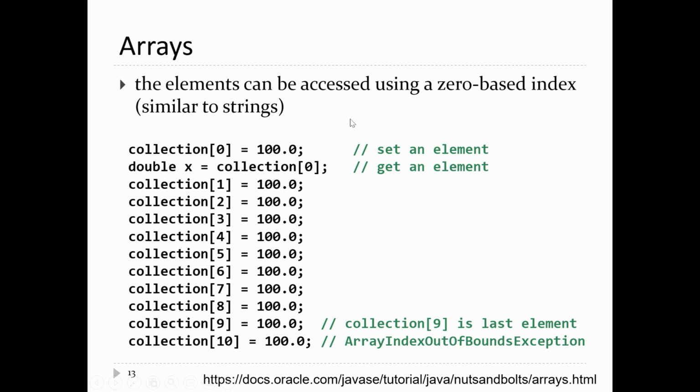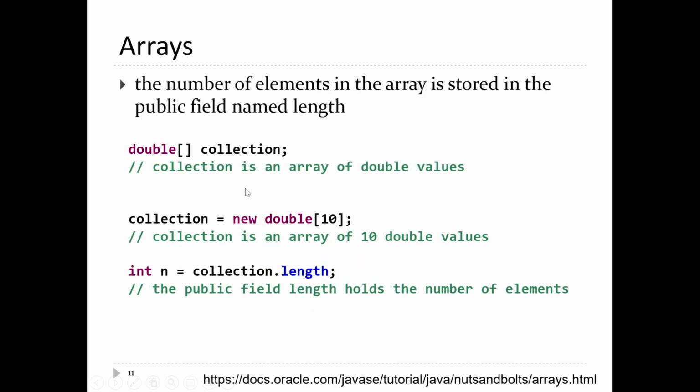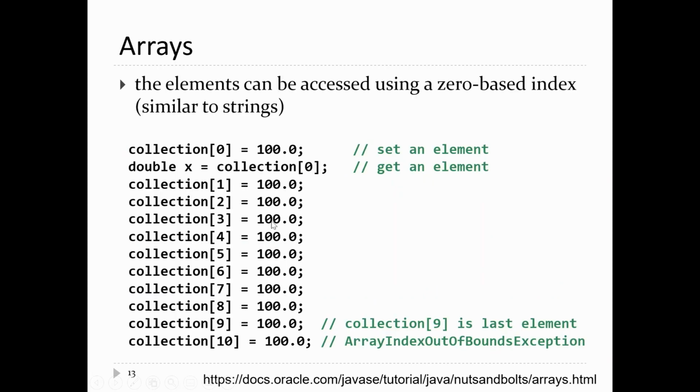So imagine, back here, I've made collection an array of length 10. Now I can set the first element of the array to 100. I can ask for the first element of the array if I want to. I can set all of the other elements up to index 9 to whatever value I want.